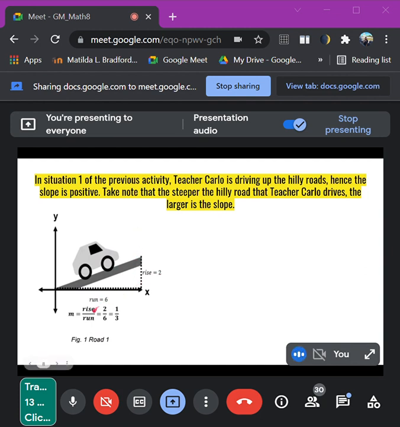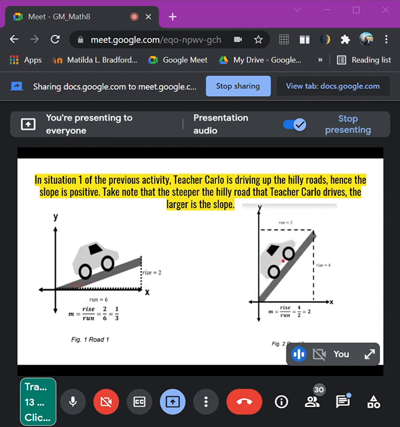So you have therefore your rise that is 2, and then run that is 6. And then just simplify if your answer can be in lowest terms. So 2 over 6 that is 1/3. So this is the slope, the steepness of the road which teacher Carlo was driving. Okay? So it's really just rise over run, class. So whatever the measure or the given ordered pair is, you're just going to substitute that into your equation.